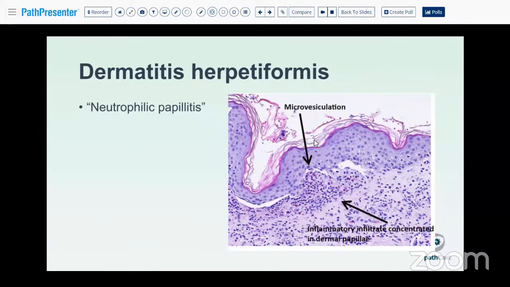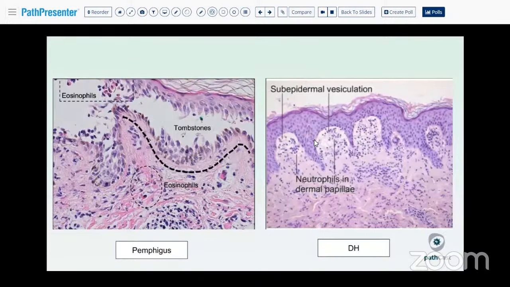A clue for dermatitis herpetiformis is neutrophilic papillitis. So of those three, if you see aggregates of neutrophils at the dermal papillae, think dermatitis herpetiformis. Here is pemphigus and DH side by side. So pemphigus, a suprabasilar split with tombstoning, dermatitis herpetiformis, subepidermal with neutrophils.